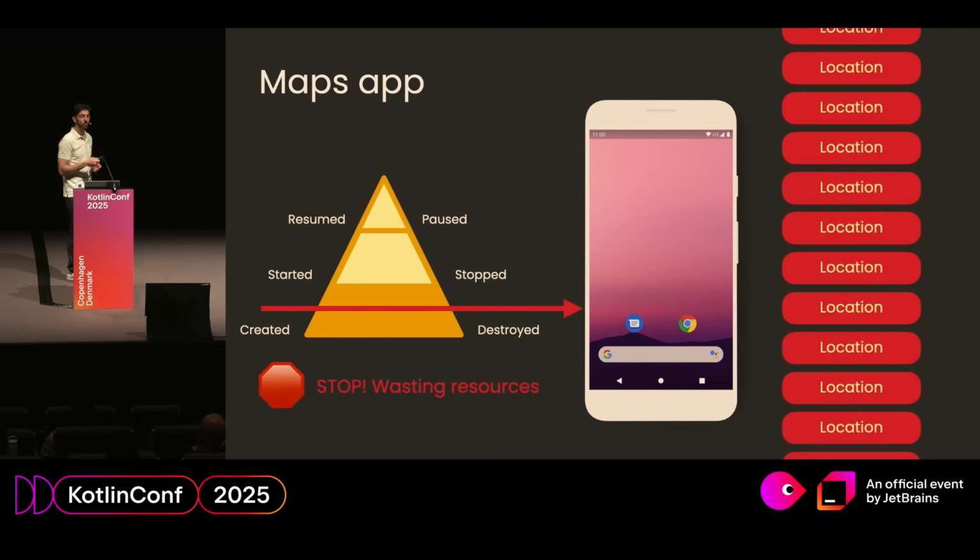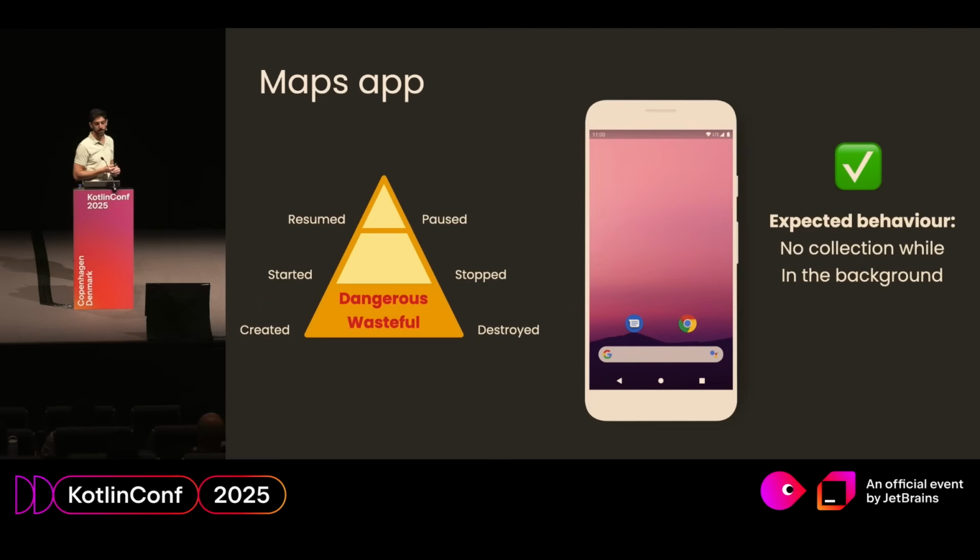And this not only wastes resources, but it could also be dangerous depending on the UI toolkit that you are using. For example, with Android views, if you attempt to update some of the UI while the application is in the background, it could potentially crash the app. I believe this doesn't happen with Compose, but still, it's not a great experience. So coming back to what we were saying earlier, the expected behavior in the UI is to stop collecting if the app is in the background. OK, how can we do that instead?